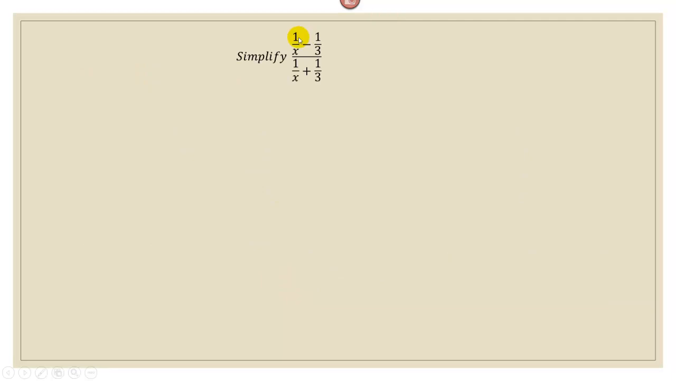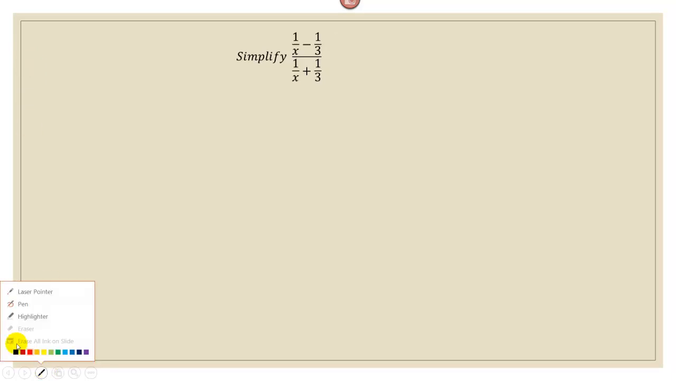All right, so let's work on this one. Let's simplify 1 over x minus 1/3 divided by 1 over x plus 1/3. And just for illustrative purposes, I'm going to use both methods here. But my personal preference for this one will be method 2, and you'll see why. All right, so for this one, let me just rewrite the problem.